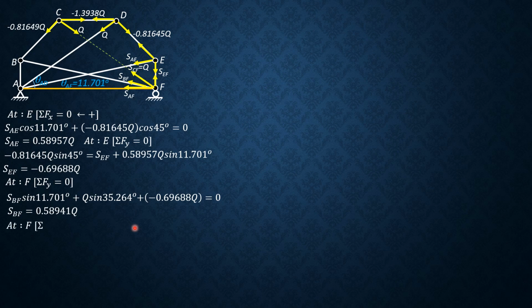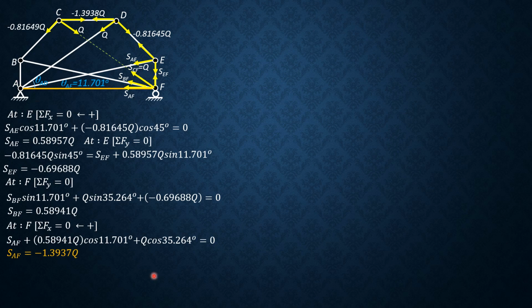Then summation of forces in X equals 0, leftward positive, so that we can now express SAF in terms of Q. So SAF plus SBF, which is 0.58941 Q cosine of 11.701, plus Q cosine of 35.264 degrees equals 0. So SAF is negative cosine 35.264 minus 0.58941 cosine of 11.701. So SAF is negative 1.3937 of Q. So we have expressed SAF in terms of Q.